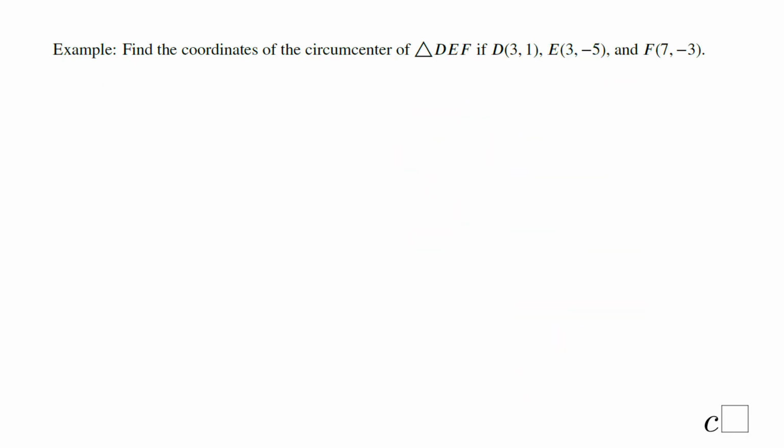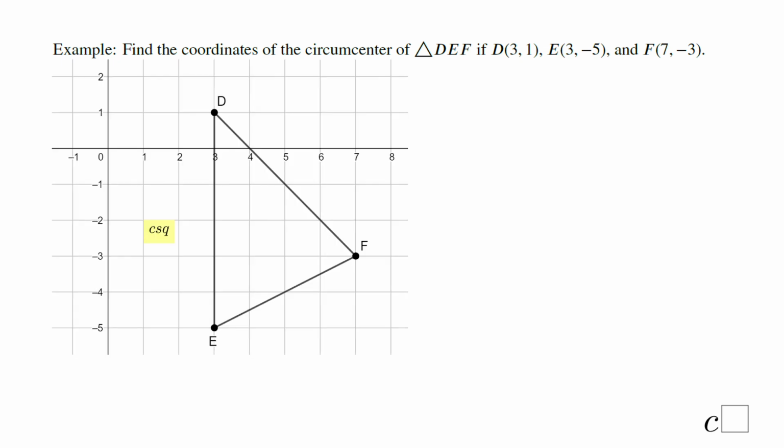In the last part of the lesson, I'm going to find the coordinates of the circumcenter on a rectangular grid. On this first problem we have triangle DEF. You notice the 3 points: D (3, 1), E (3, -5), and F (7, -3). We need to find the coordinates of the circumcenter. I suggest that, if possible, you draw the triangle. Why? Sometimes that is easy.